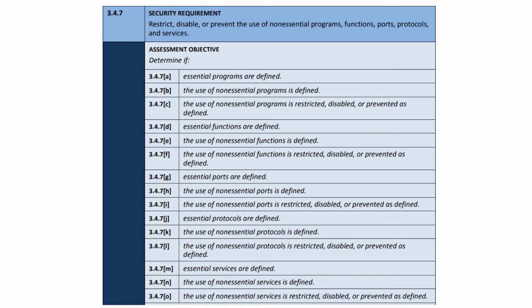These are the more granular parts of the controls that assessors will check when evaluating a specific practice. For example, we can identify 15 determination statements from the before-mentioned practice 3.4.7. Notice that the security requirement is the same as the control statement from NIST SP 800-171 Rev 2. Below the security requirement is the assessment objective, which in this practice consists of 15 determination statements, listed A through O. These are the statements assessors will check for each practice.